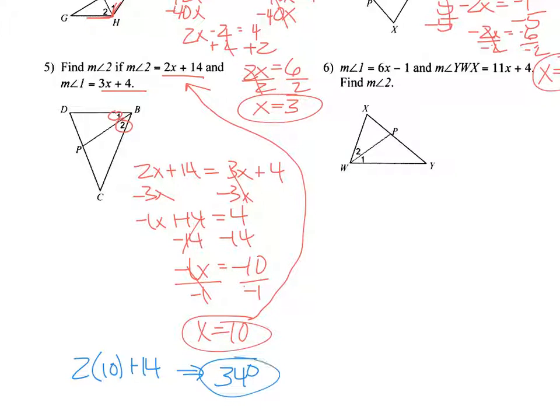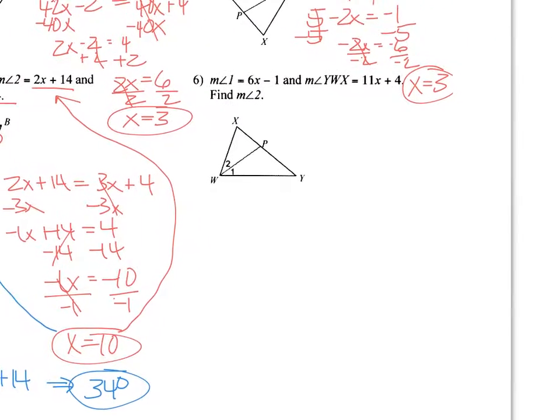Now, one thing you can do is take that same value, plug it into angle 1, and make sure you end up with the same thing. So 3 times 10 is 30, plus 4 would be 34. So it does work out, and that's a way to check your answer. All right, let's do this last one here.